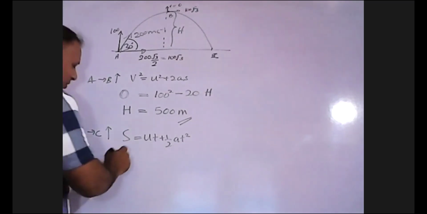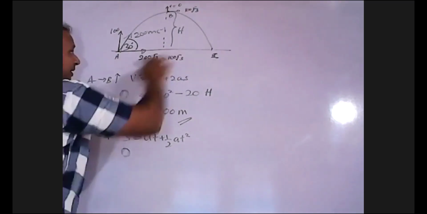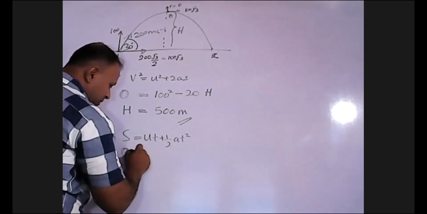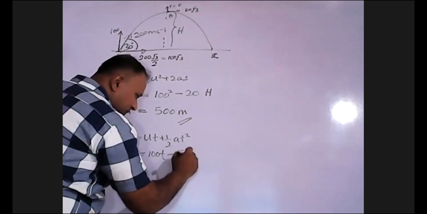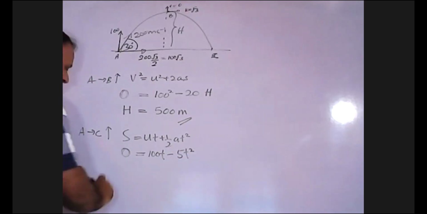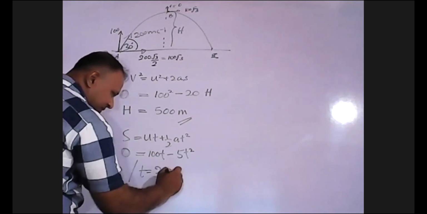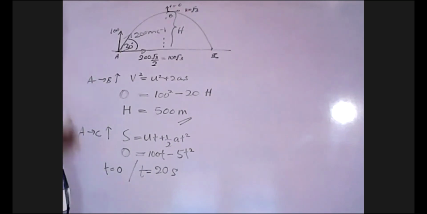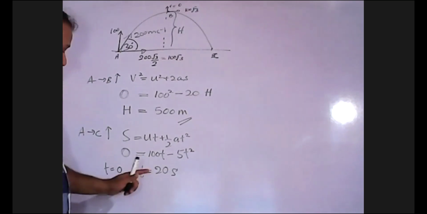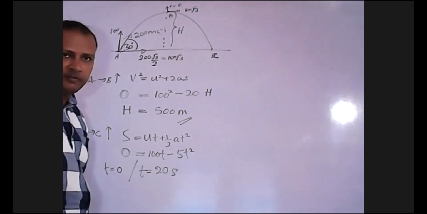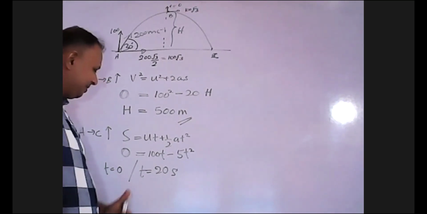So S is 0 because there is no vertical movement from A to C. Both are on the same ground. Initial velocity is 100, so 100 times t minus 5t squared. Therefore, t is equal to 0 or t is equal to 20 s. Now, time of flight is 20. You have to mention this at the beginning. Therefore, t is equal to 20. You have to mention that, otherwise you won't get a mark.